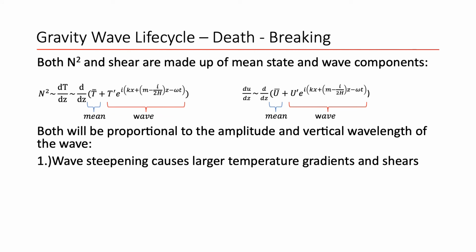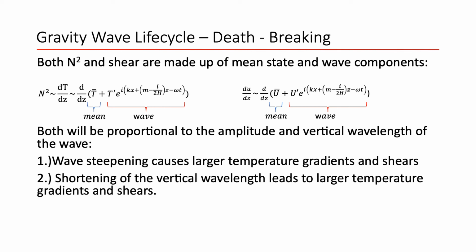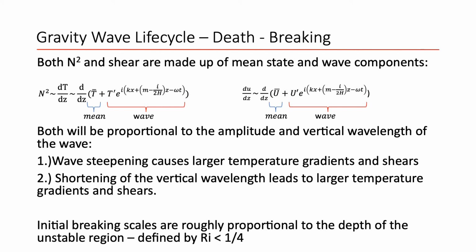So if you get wave steepening, you're going to cause these larger temperature gradients and shears, which can drive the Richardson number to instability, but also shortening of the vertical wavelength leads to larger temperature gradients and shears, which again can drive the Richardson number to become unstable. The initial breaking scales are roughly proportional to the depth of the unstable region, defined by a region where the Richardson number is less than a quarter.